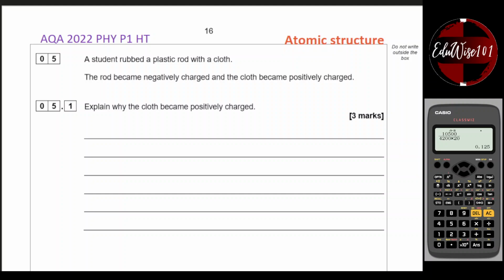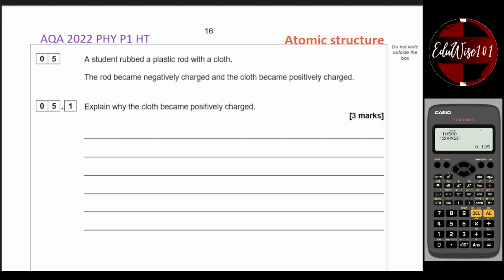Question 5, a student rubbed a plastic rod with a cloth. This rod became negatively charged and the cloth became positively charged. 5.1, explain why the cloth became positively charged. Now, they are referring to static electricity here. Why would the cloth become positively charged?